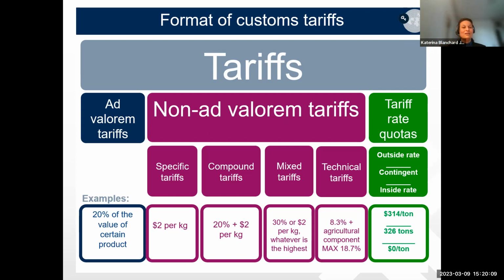If we have 2 pairs of shoes, 1 pair of shoes would be worth, let's say, $20. The specific tariff would be $10 per pair of shoes. And we will have another pair, a luxury one worth, let's say, $100 or more. And the specific tariff would also be $10 per pair of shoes.